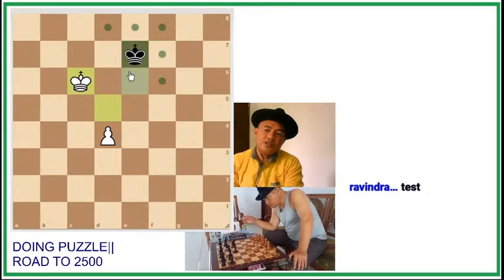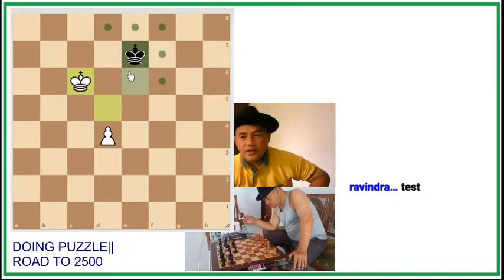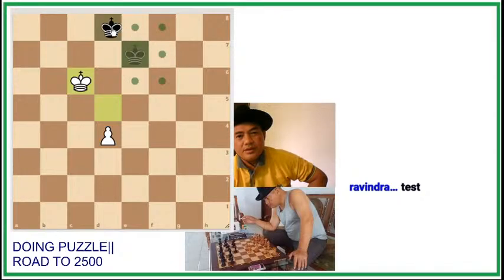That's why they call this key square. They call it key square because it assures the win for white. See, if you put the king on the edge or behind or maybe in front of the pawn, then all of this is a win for white. So that's why they call this the key square.